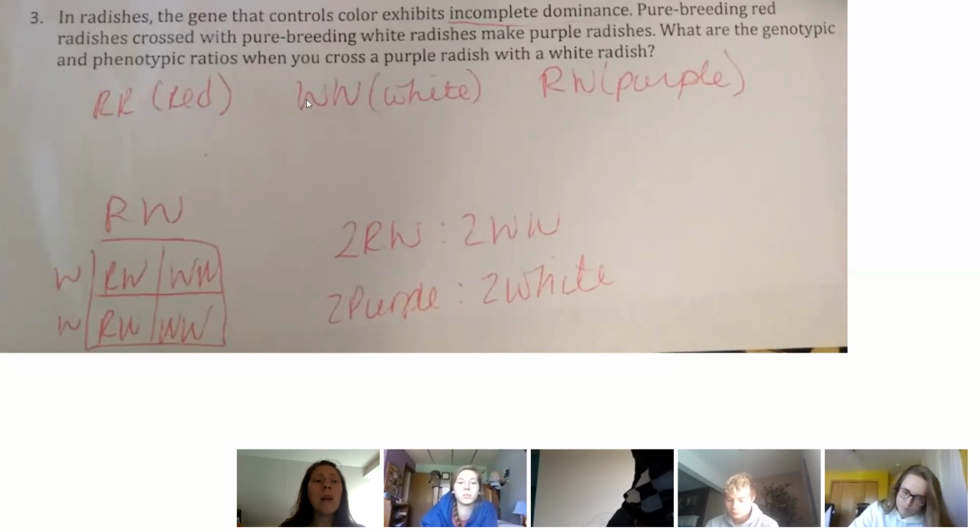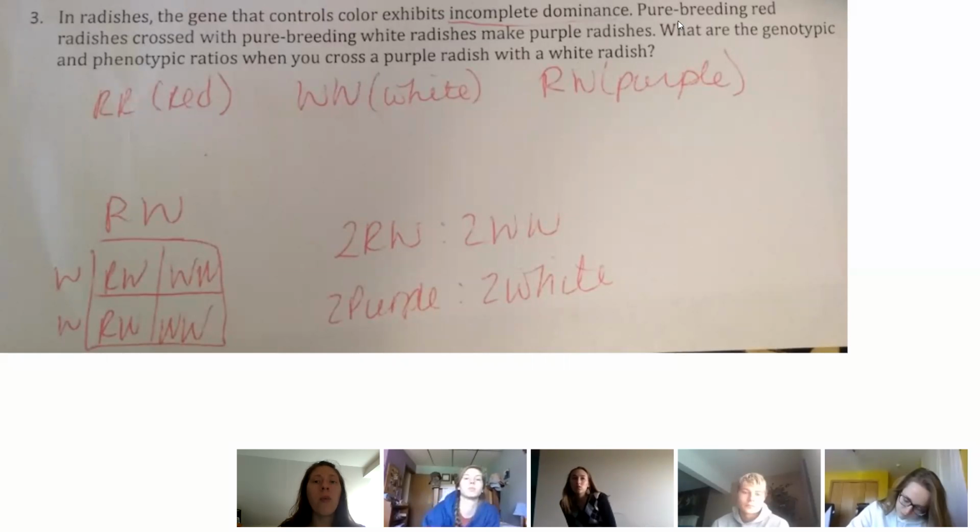So in incomplete dominance, I like to write all my combinations, my genotypes and my phenotypes at the top, so I don't goof anything up. This problem did say that we had crossed a pure breeding red and a pure breeding white to make purple, so that's my big R and my big W.